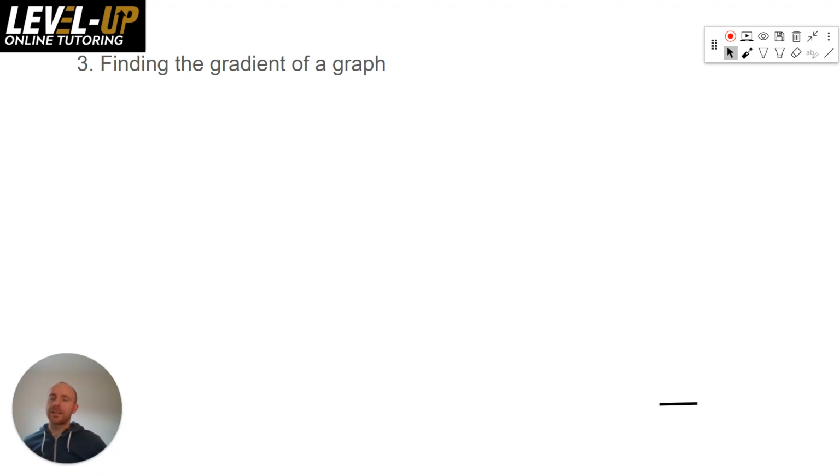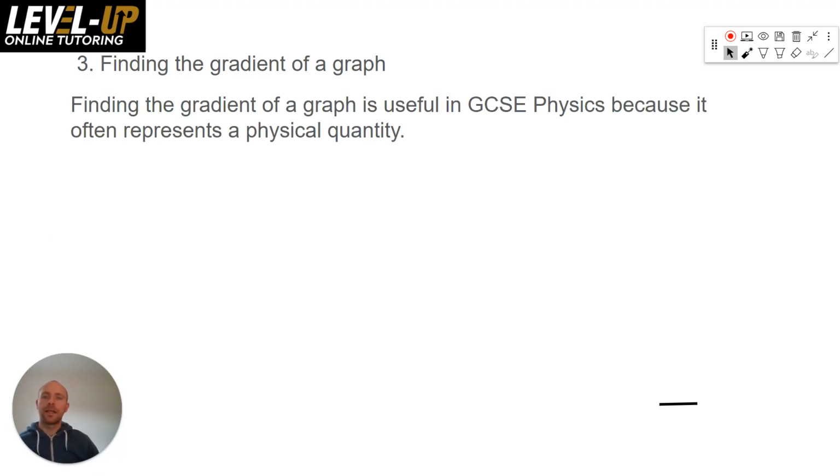Okay, the next skill, finding the gradient of a graph. Now in GCSE physics, very often the gradient of a graph, as well as the area under the graph, often represent physical quantities. So very often finding the gradient of the graph is really useful in GCSE physics. It represents a quantity that you might need to find out.